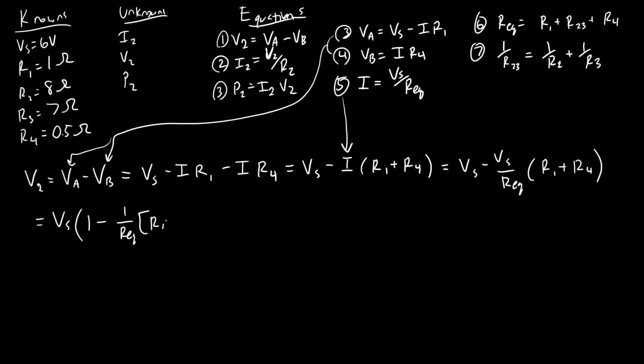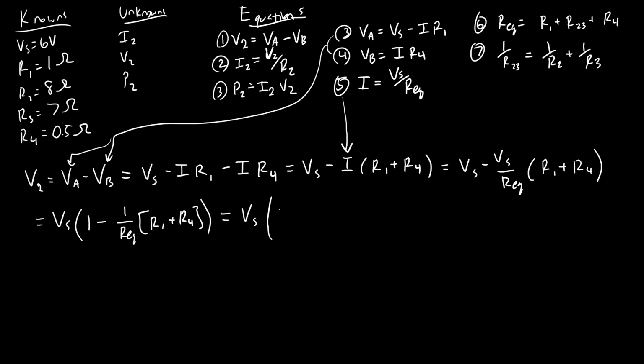Times R1 plus R4. So now we almost have everything except for that Req value. So you could take an intermediate approach and say, I don't feel like writing out a giant equation with all of this Req stuff, so maybe solve for the Req value first and then just use this equation, but I am, for the sake of chugging through the whole thing, I'm going to do the whole giant equation here.